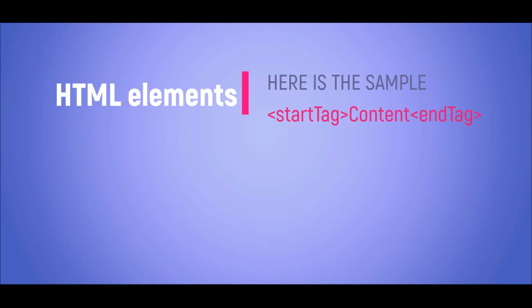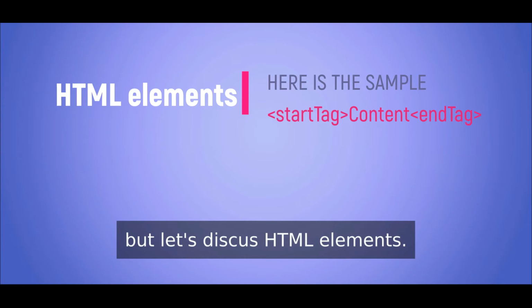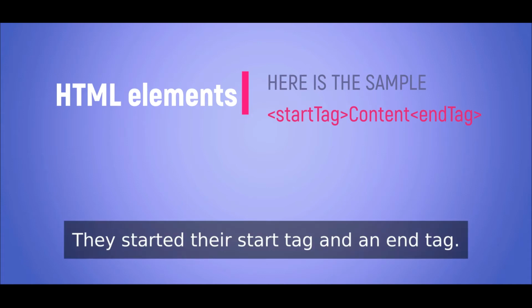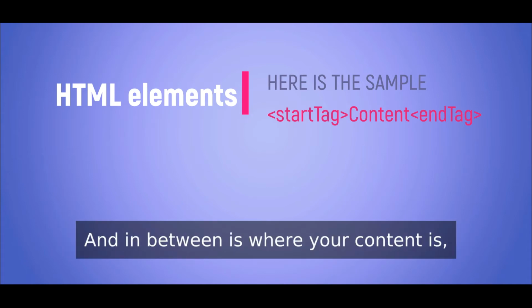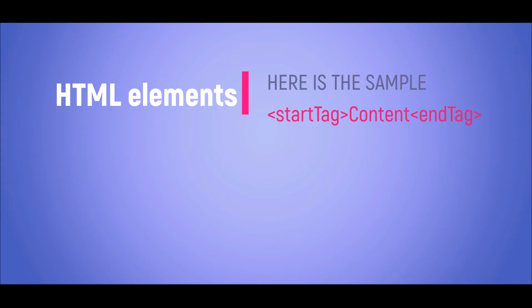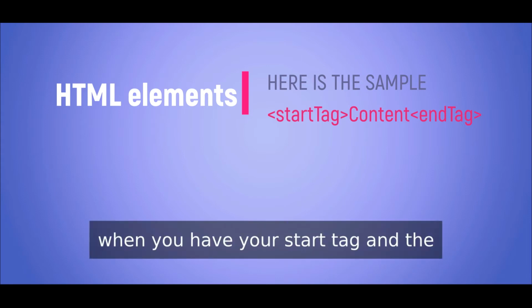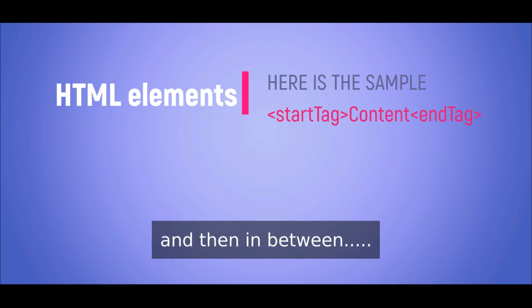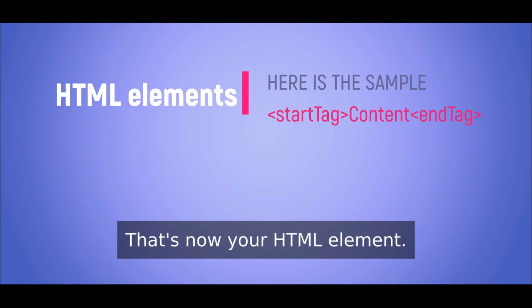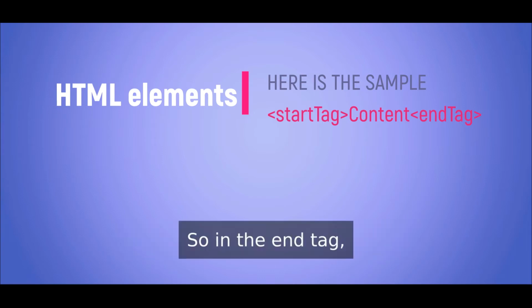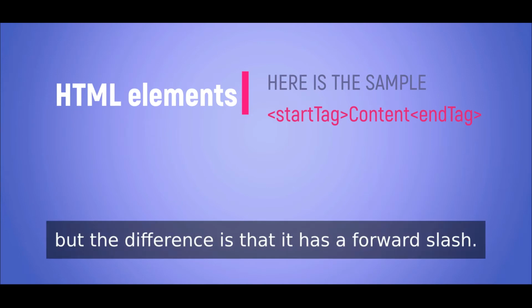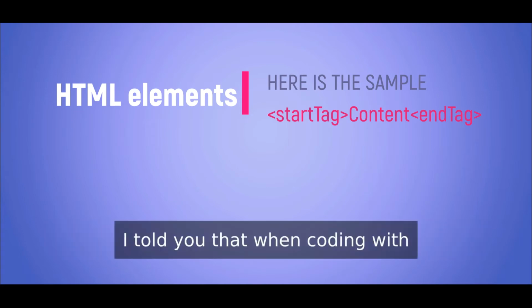And so, guys, let's discuss HTML elements. What are HTML elements? Basically, HTML elements are the start tag and the end tag, and in between is where your content is. That's all about HTML elements. So when you have your start tag and the end tag, and in between them you have your content, that's now your HTML element. The end tag is usually the same as the start tag, but the difference is that it has a forward slash.